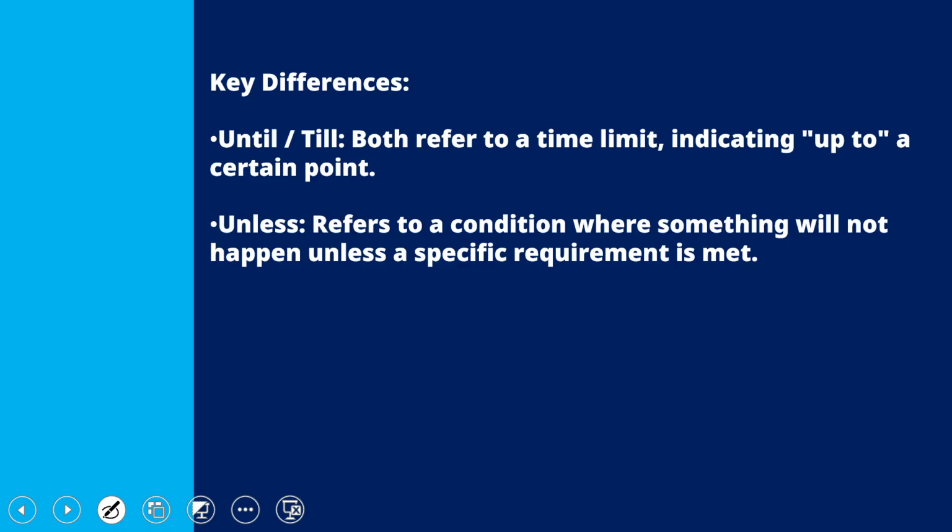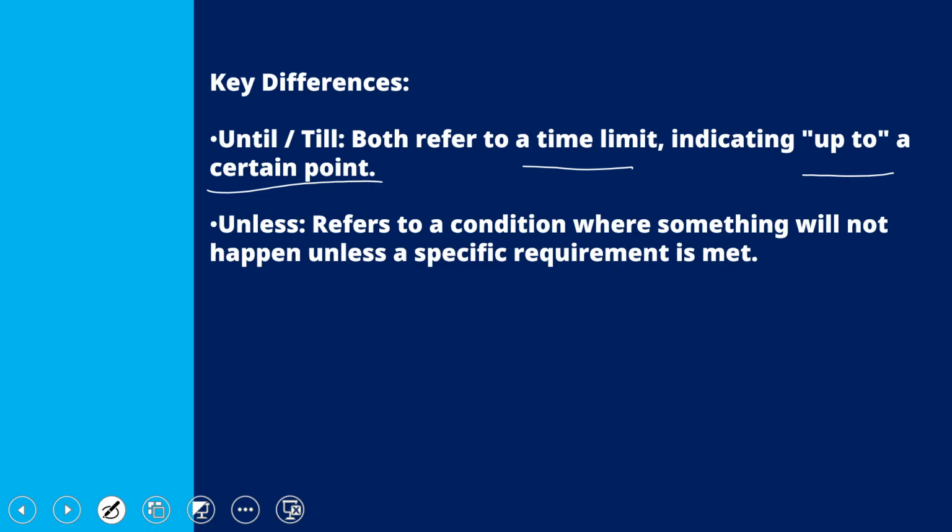So there are two key differences given over here, like until and till. Both refer to a time limit, a time range, right? Indicating up to a certain point. These can be the meaning. Unless refers to a condition where something will not happen unless a specific requirement is met, right? So this is all about it.